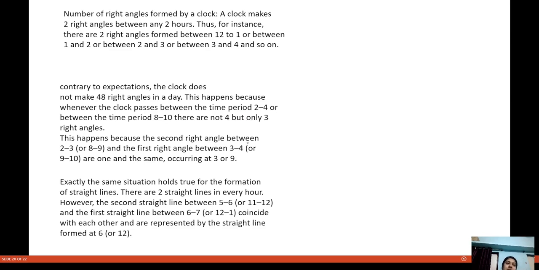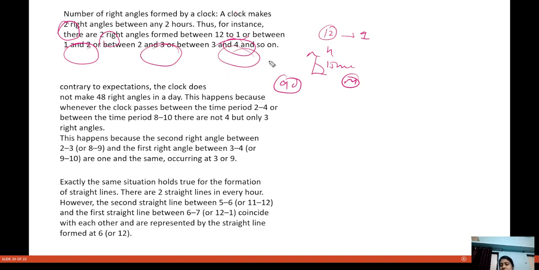Fine. Now see, we already knew that whenever there is a 15-minute distance between the hour hand and the minute hand, then we get a right angle. Now what about the number of right angles? We are saying that between any two hours, let us consider between 12 and 1, we will have two right angles. So two right angles between 12 and 1, two right angles between 1 and 2, two right angles between 2 and 3, and 3 and 4, and so on.